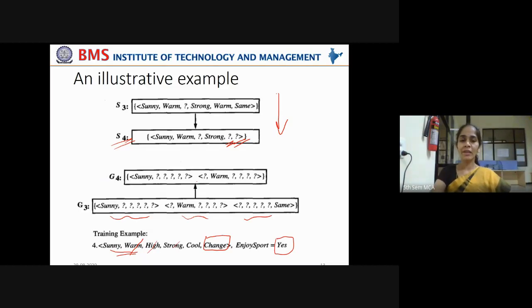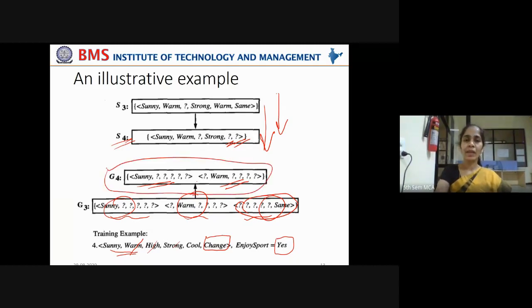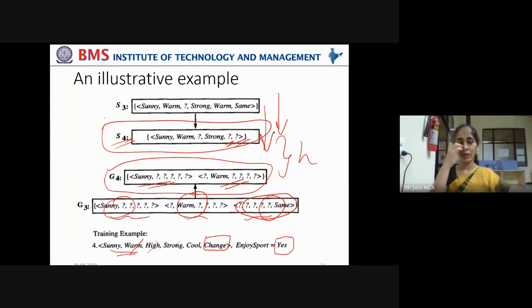Okay, so we have sunny, warm, high, strong, cool, change in the fourth training example. Accordingly, we have modified the specific hypothesis. Coming to the general hypothesis, we had sunny, warm, and same before this, but because same is changed to change, we remove that hypothesis entirely from the version space, so that we have this general hypothesis, sunny, warm. So now your version space is G4 and S4 with any intermediate hypothesis if you have, because there may be other general hypotheses for a larger training set, right?